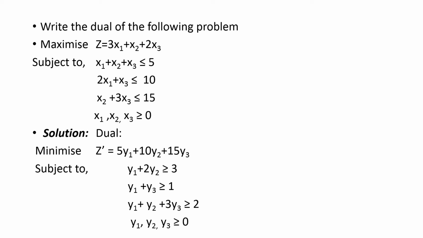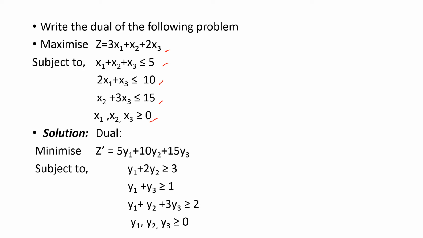Here is a question for you. Write the dual of the following problem. Maximize z is equal to 3x1 plus x2 plus 2x3 subject to constraints x1 plus x2 plus x3 less than or equal to 5, 2x1 plus x3 less than or equal to 10, x2 plus 3x3 less than or equal to 15, x1, x2 greater than or equal to 0. So this is the question you are having.